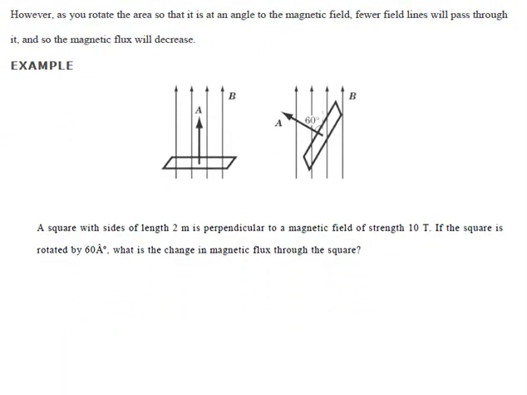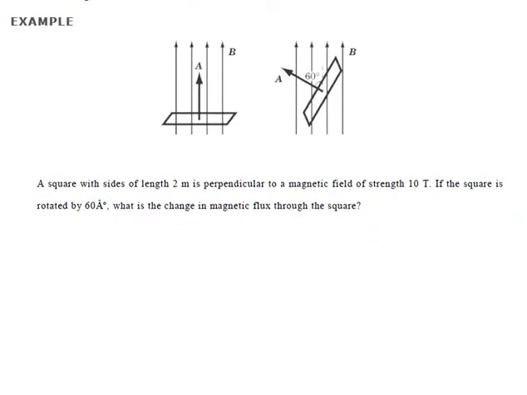Alright, so example here. We have a square with sides of length 2 meters. It's perpendicular to a magnetic field of strength 10 teslas. If the square is rotated by, that should just be 60 degrees, we want to know what is the change in magnetic flux through the square.